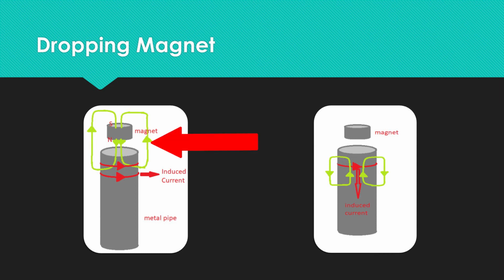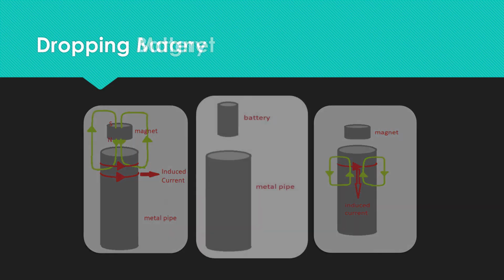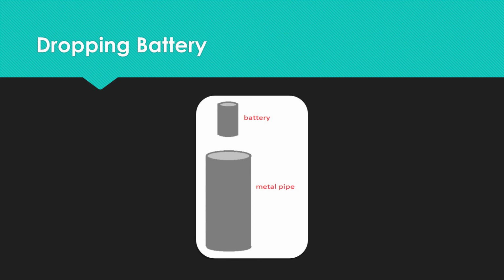These green lines are the magnetic field of the magnet and these are the magnetic fields of the induced current. In this experiment, the battery is used to show the speed difference of falling and doesn't do anything else. While dropping the battery, because there is no magnetic field change, no current is induced and therefore it falls with normal speed.